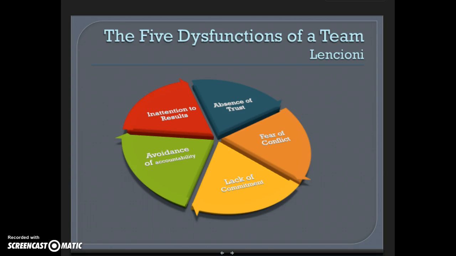Lack of commitment, that is feigning buy-in for group decisions, that tends to create ambiguity. Avoidance of accountability. Nobody wants to step up and be accountable for something, and that tends to set low standards. And then inattention to results. So we got it done, we can go on. So people tend to focus on personal success and not success of the team.